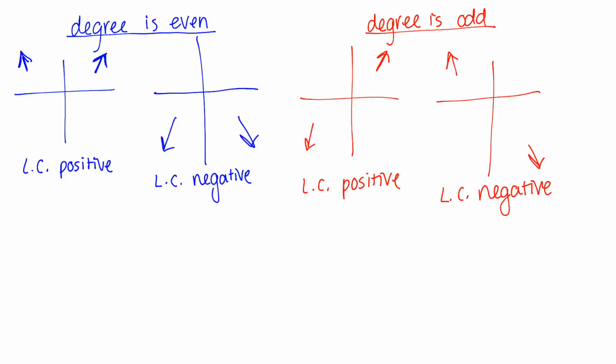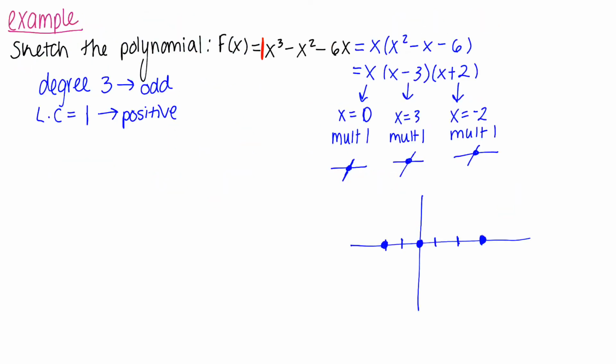Hold on. All right. So I know that when it leaves the page, based on what my end behavior said, it should be going this way. And this way. I also know that at each of the zeros, it should just pass through the x-axis. Pass through the x-axis there, pass through here, pass through there, and bam, we got ourselves a beautiful graph.